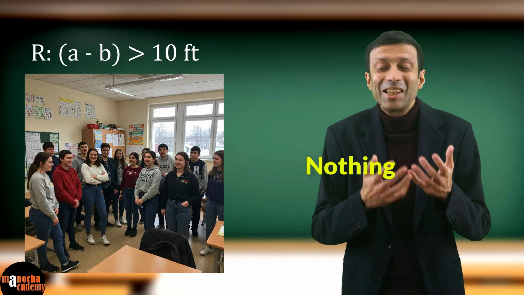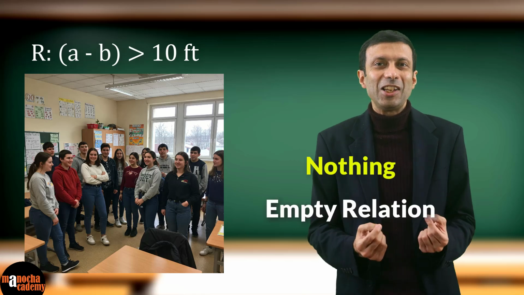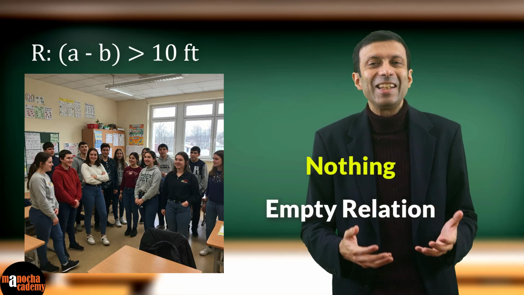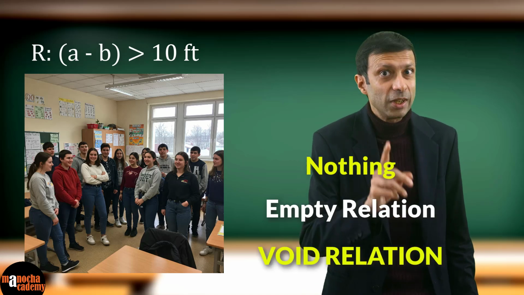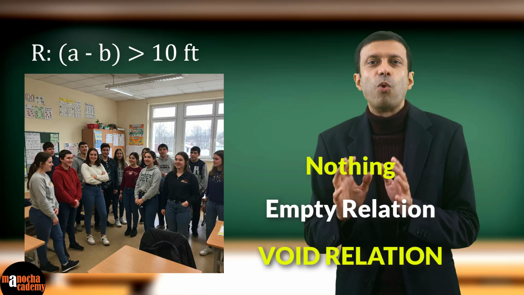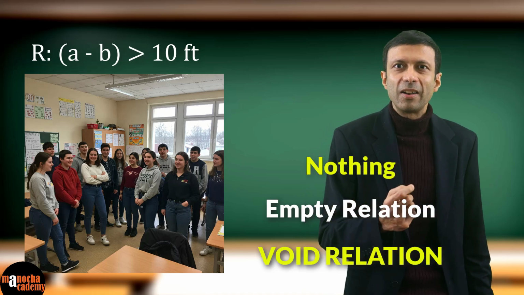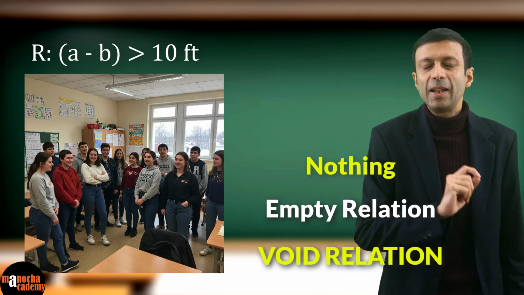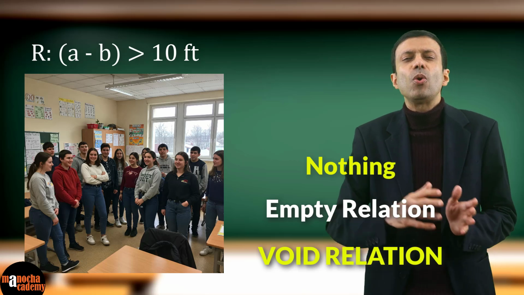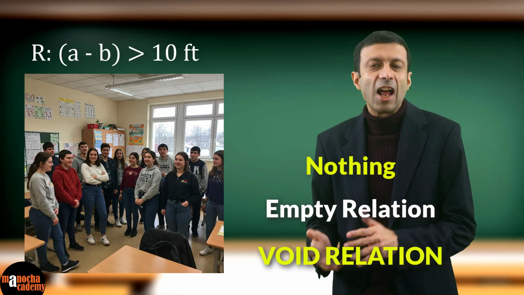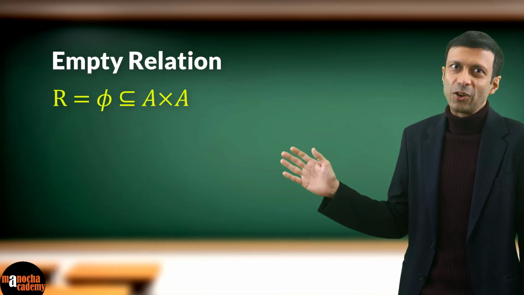The answer is nothing. So such a relation is called an empty relation because the relation is empty. It contains nothing. Or it's also known as a void relation. So note it down. Empty relation or void relation contains nothing. So a relation R in a set A is called an empty relation if no element of A is related to any other element of A. And we denote such a relation by the symbol null or phi, you can call it, right?